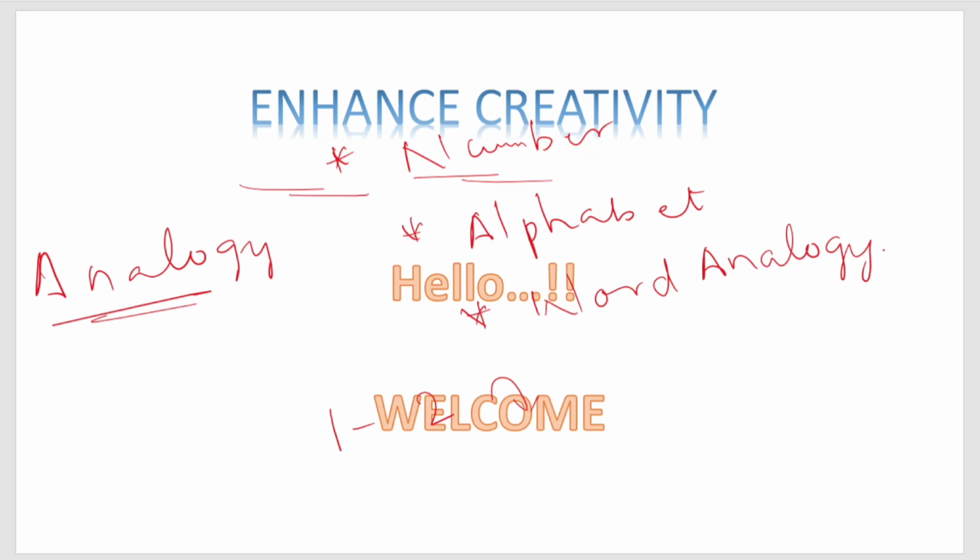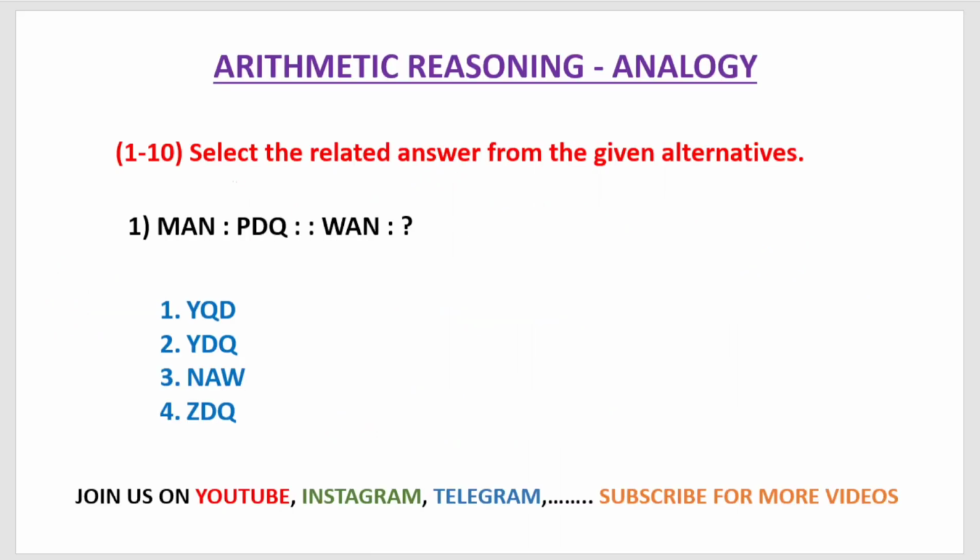Coming to the questions, the first one is: MAN is to EDQ, whereas WAN is to question mark. Option 1 YQD, option 2 YDQ, option 3 NAW, option 4 ZDQ.